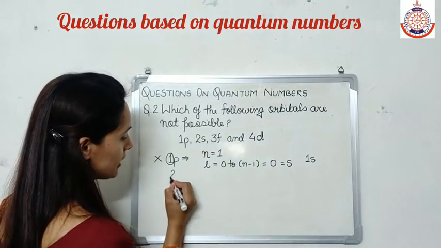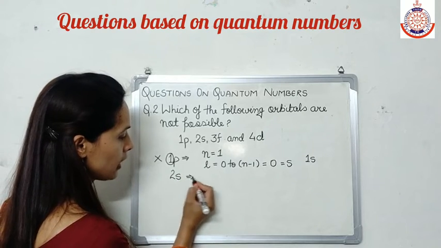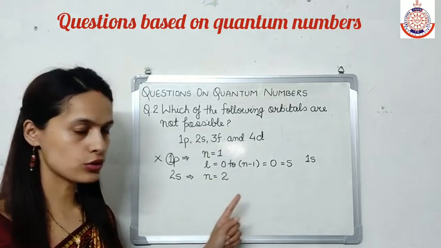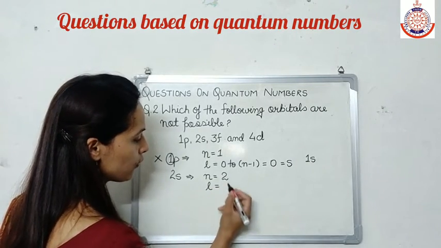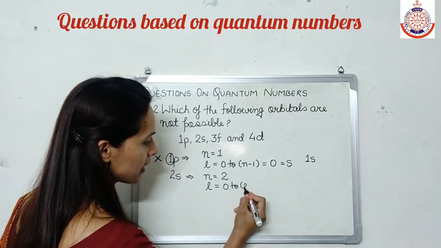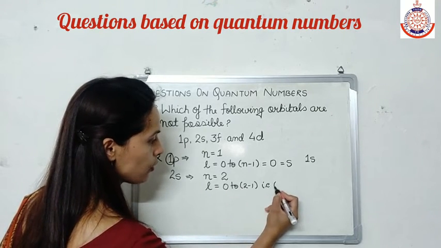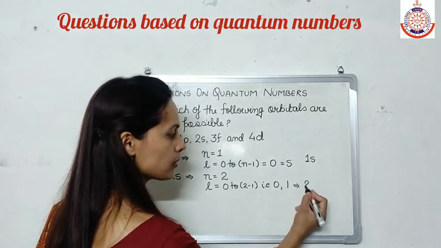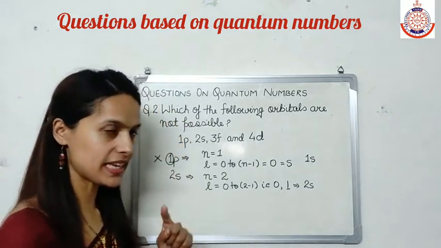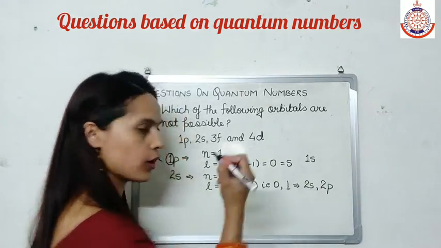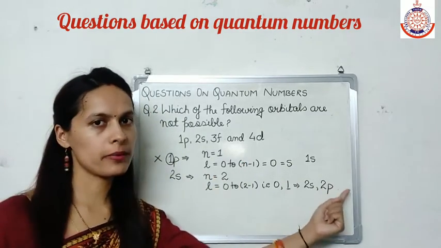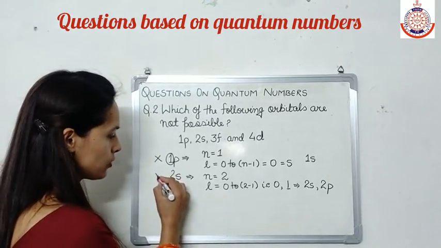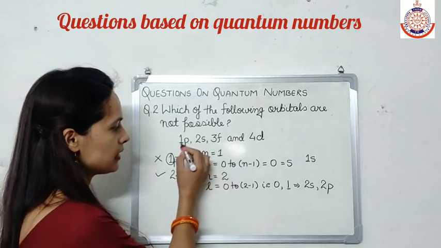Now, the second one, that is 2s. If I talk about 2s, n equals 2. And if n equals 2, the value of l varies from 0 to 2 minus 1, that is 0 and 1. Now 0 stands for s, so 2s is possible. And 1 stands for p, so 2p is also possible. So for the second shell, two orbitals are possible, 2s and 2p. And here we have the 2s orbital, so this orbital is possible.